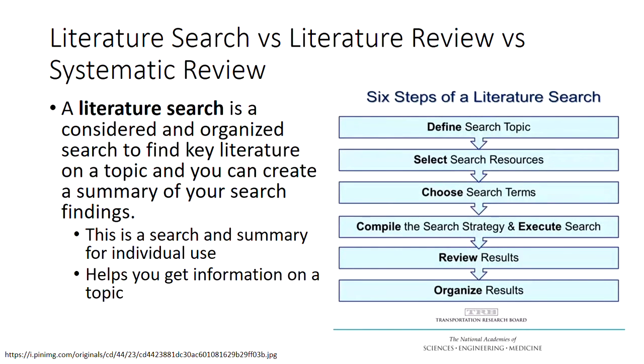So the first thing you do is you define your search topic. You select your search resources, so these are like your search engines and databases. You choose your search terms, which is what you're going to plug into the search engines. And then you compile your search strategy and execute your search. And then you review your results, read your articles, and organize the results and draw your conclusions.